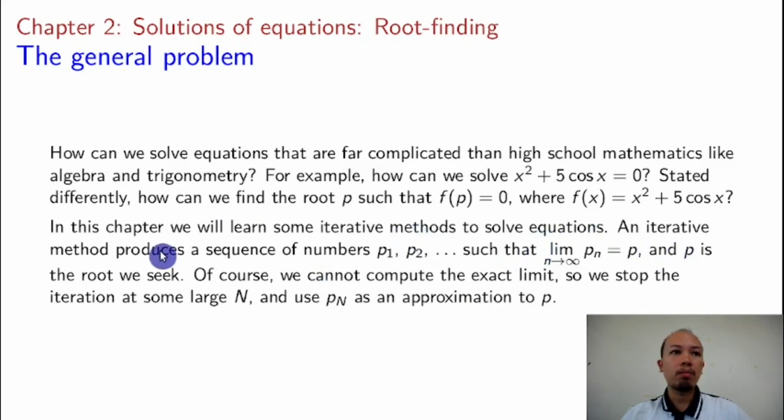An iterative method produces a sequence of numbers p sub 1, p sub 2, and so on, such that the limit of the sequence p sub n as n approaches infinity is equal to p. And our p here is the root that we seek. Be careful that we cannot compute the exact limit. So what we will do here is to stop the iteration at some large n and use p sub big N as an approximation to p.